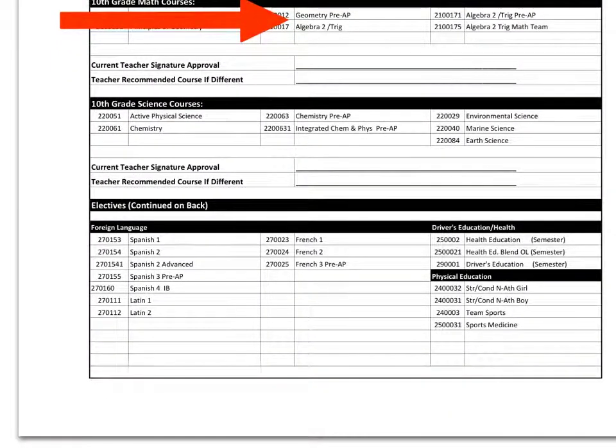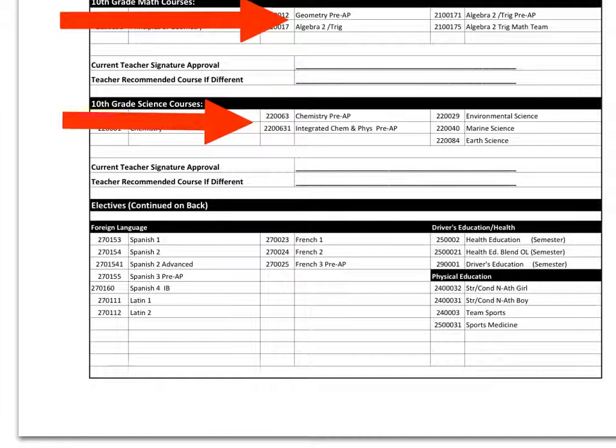Most folks, not everyone, but most folks in this grade are going to take one of these classes: chemistry pre-AP, which is 220063, or the integrated chemistry and physics pre-AP. The short name for this class, 2200631, is Chemics, so that may be what you've heard before. Same class, one's a longer name, one's a shorter nickname. I recommend folks take Chemics if you have the co-requisites.